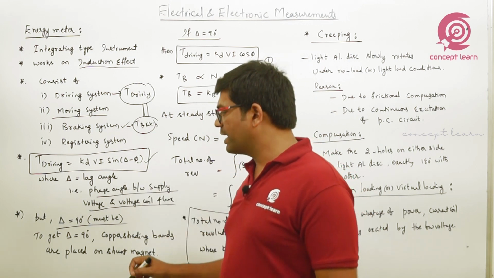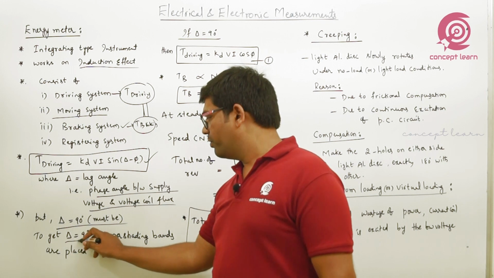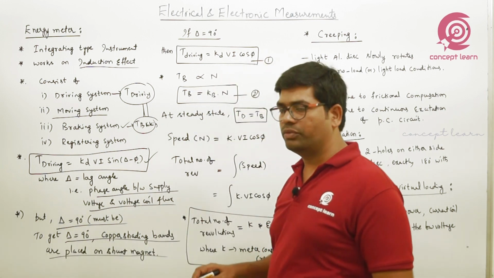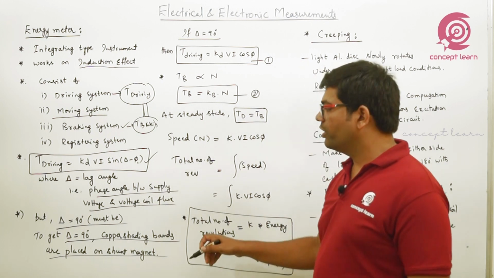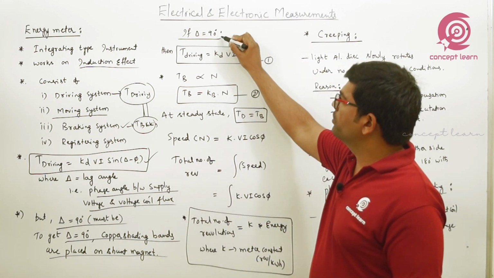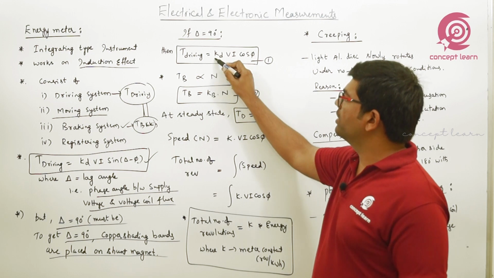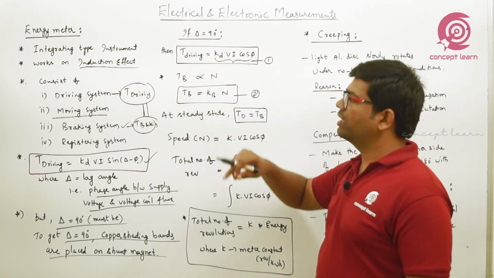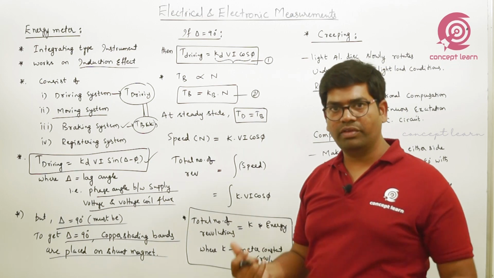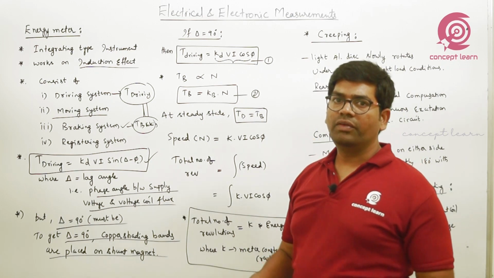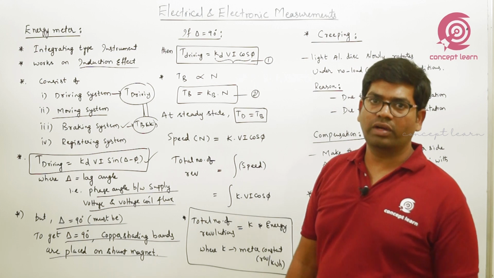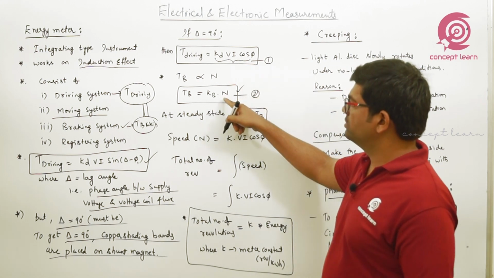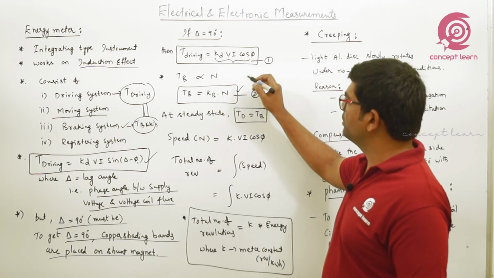To avoid this lag angle error, we make delta 90 by using copper shading bands on the shunt magnet. When you make delta 90, we get this expression. So the driving torque is indicating the power consumed by the load, meaning we are observing power over a time interval. When we do the integration, we get energy. Again, when we follow with the braking magnet, we can have braking torque.